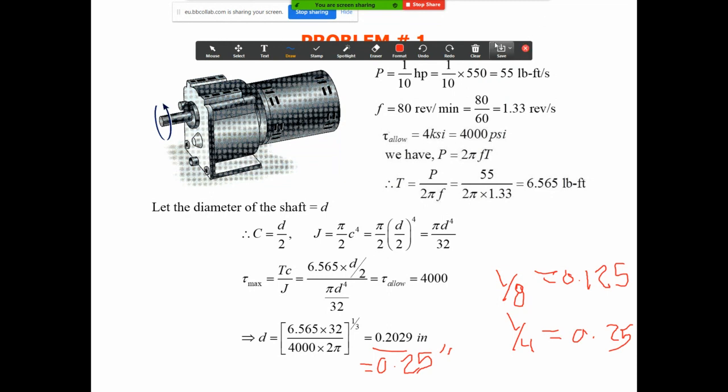Doctor. Yes, please. In which step do we multiply by 1 over 8? You will not multiply by 1 over 8. What is the meaning of 1 over 8?